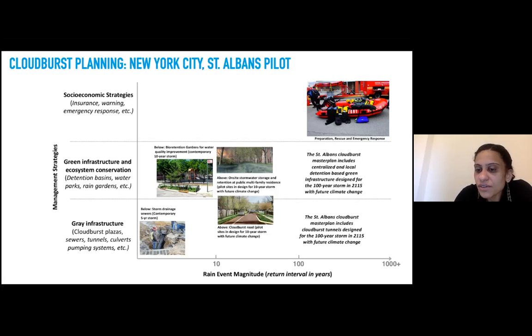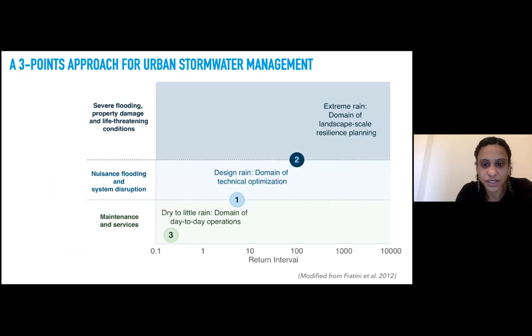And they've also developed a master plan where these types of cloudburst infrastructure would be implemented throughout the storm sewershed. And that's something that hasn't been piloted yet, but it's something that they hope to do a pilot implementation of in the future. We're considering designing for the 100-year storm in 2115, so with the increases in extreme precipitation that are associated with climate change.